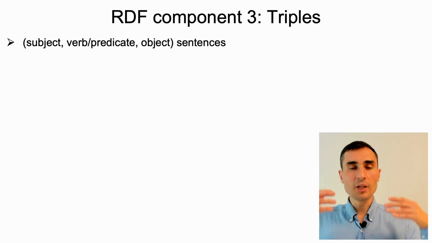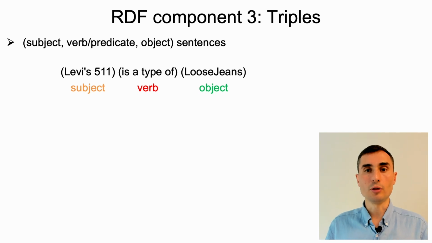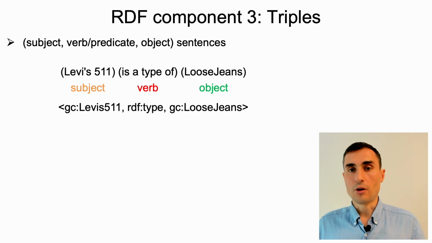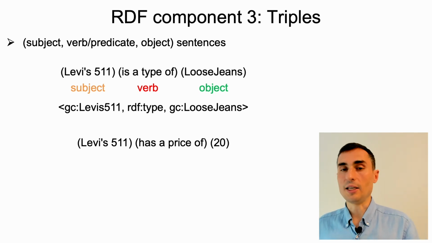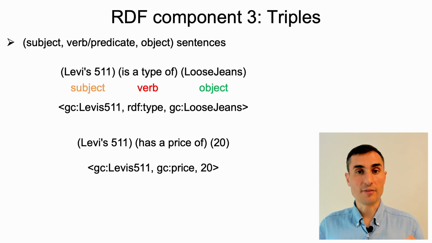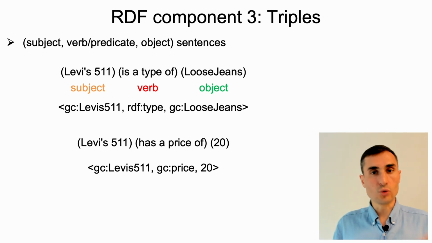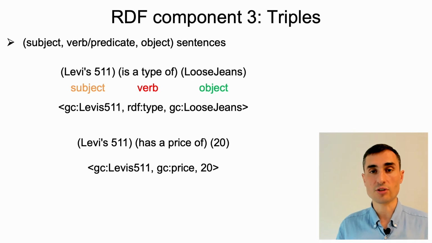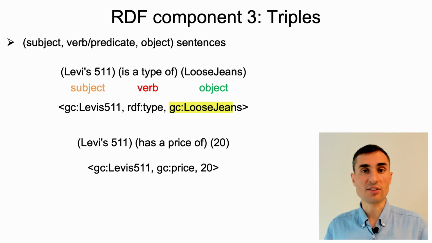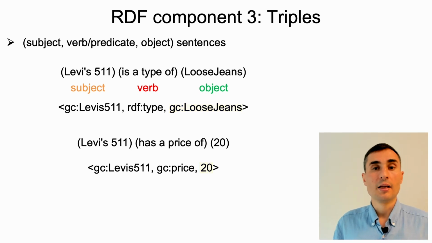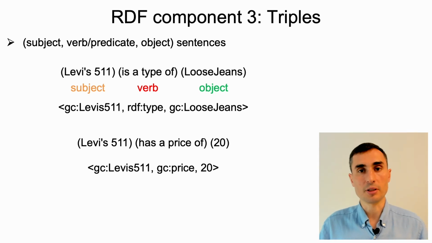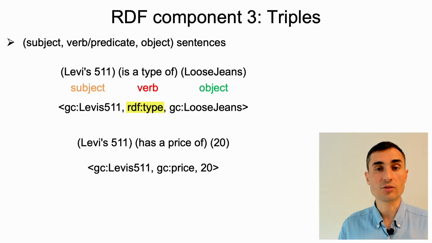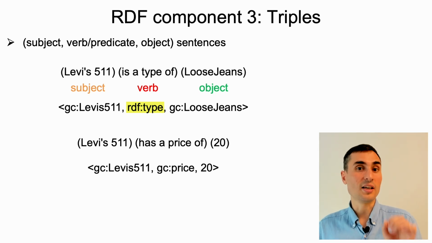So let's take an example. Suppose you wanted to express that Levi's 511 is a type of loose jeans. You can do this with the triple GC:Levi's511, rdf:type, GC:LooseJeans. Or suppose you wanted to express that Levi's 511 has a price of 20, say in dollars, you can have the triple GC:Levi's511, GC:price, 20. As these two examples show, triples are simple subject, predicate, object sentences that express some relationship between a subject, which is always a resource, and an object, which is sometimes a resource, as in GC:LooseJeans, or sometimes a literal, as in 20. Now, one note I want to make before moving on is that in the first RDF triple I used the predicate rdf:type, which is a universal or standardized predicate that's used across all RDF datasets to indicate the types of resources, and we will discuss these standardized predicates in detail later on.